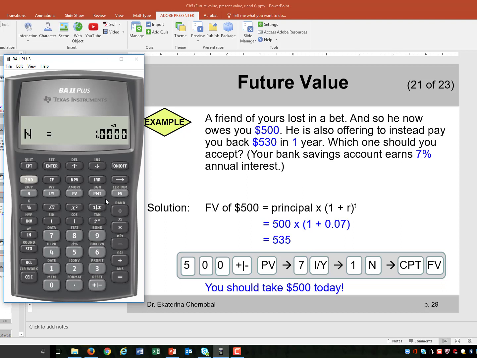And now we can compute the future value. Compute CPT key, future value, FV key. $535 exactly. There are no cents. What's our conclusion? You should take 500 today. Why? Because in 1 year, it will be 535. If instead you take 530 from your friend in 1 year, that's $5 less.